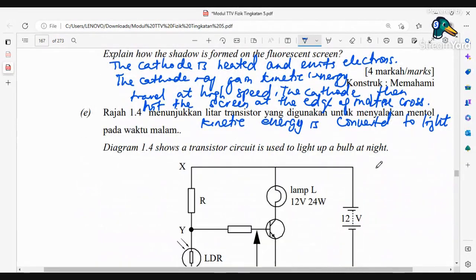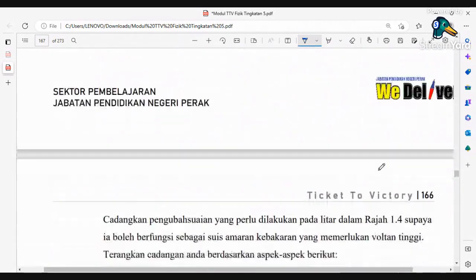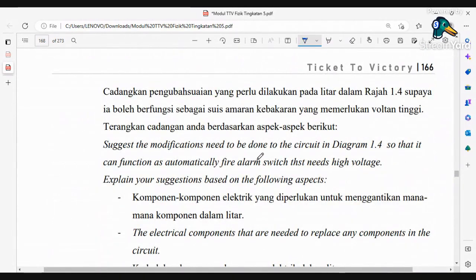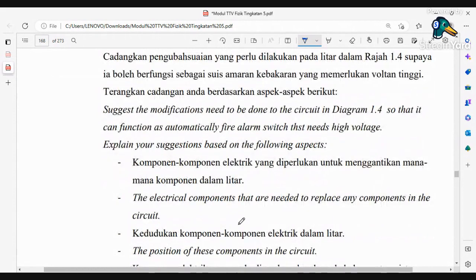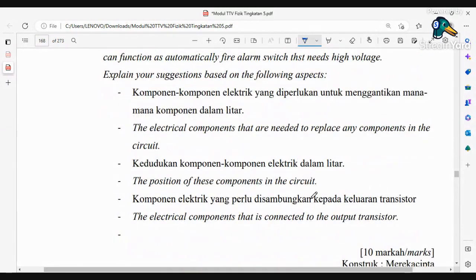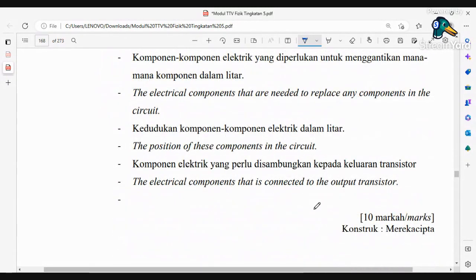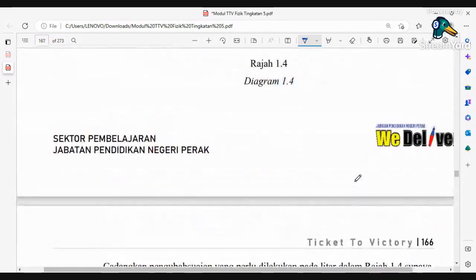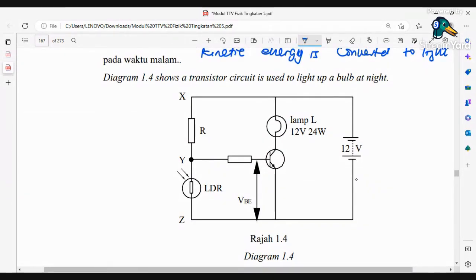Create 4 sentence lah. Okay. Last one. Suggest modification need to be done to the circuit so that can function as automatically fire alarm switch that needs high voltage, electrical component that are needed to replace any component in the circuit, position of this component in the circuit, electrical component that is connected to output transistor. So means we need the LDR, and then here we want to connect to a high voltage occurrence, so we need a relay, of course.